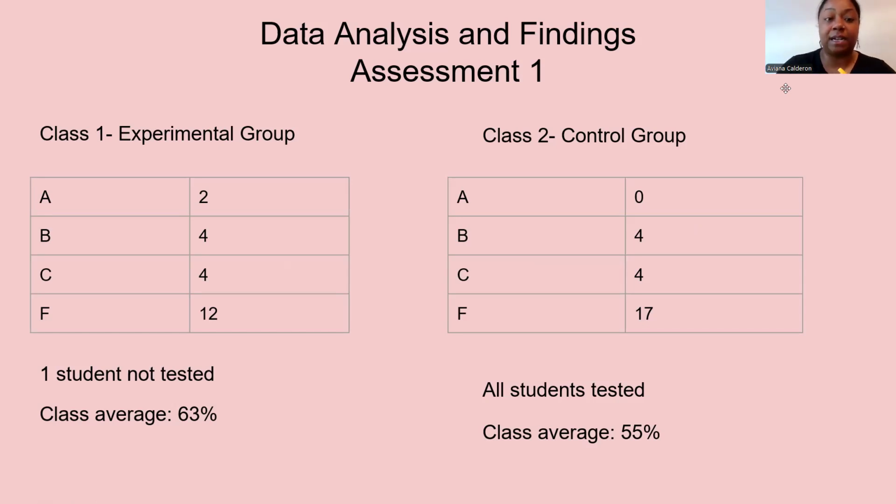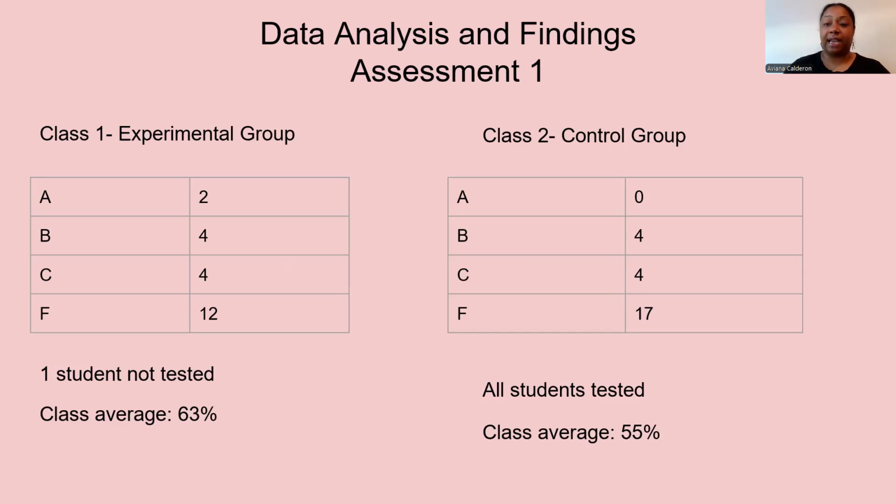So for class 1, again, I chose that to be my experimental group for the first 3 weeks. And I used those teacher researched graphic organizers and notes that I showed previously to begin teaching slope. And after the first assessment, I had 2 students make an A, 4 students make a B, 4 students make a C, and 12 students make an F. 1 student was not tested, and the class average was a 63%.